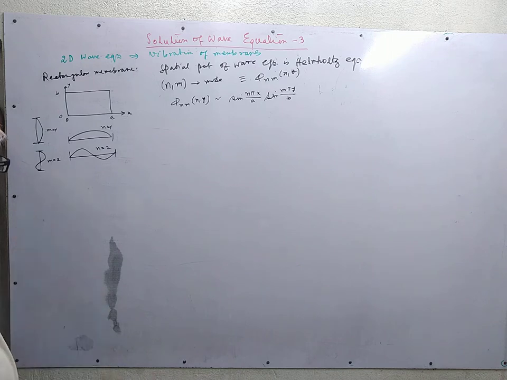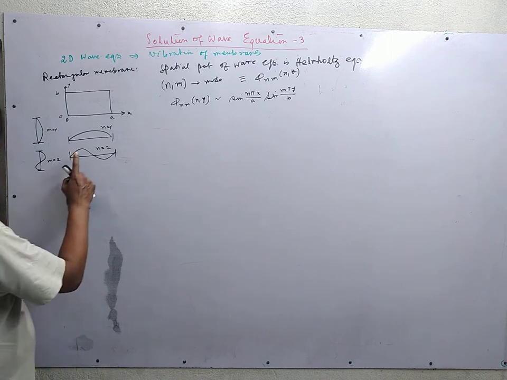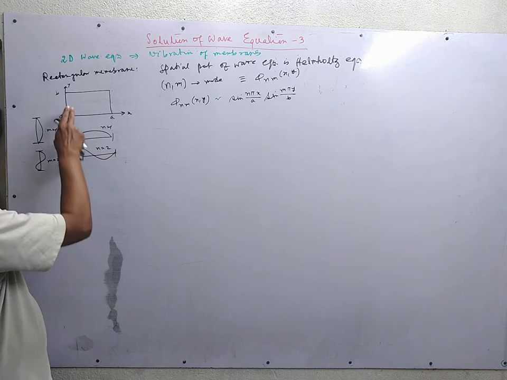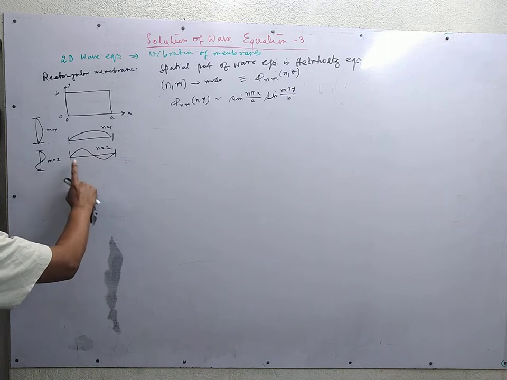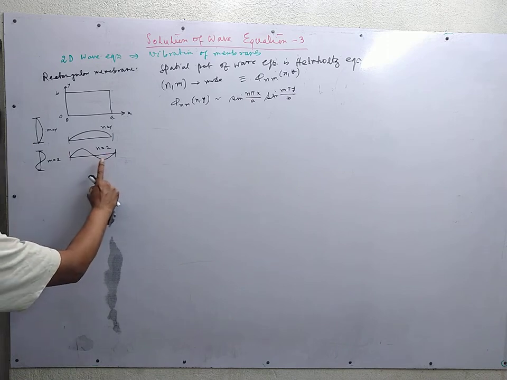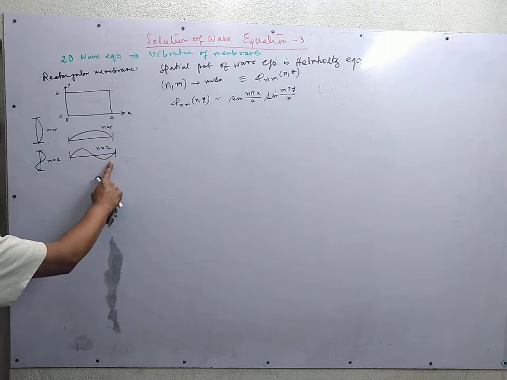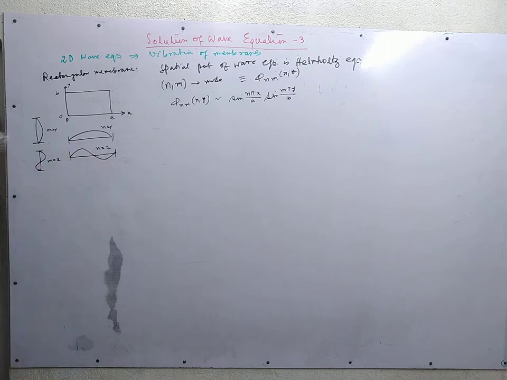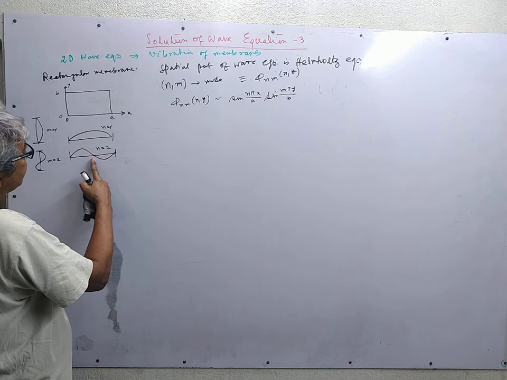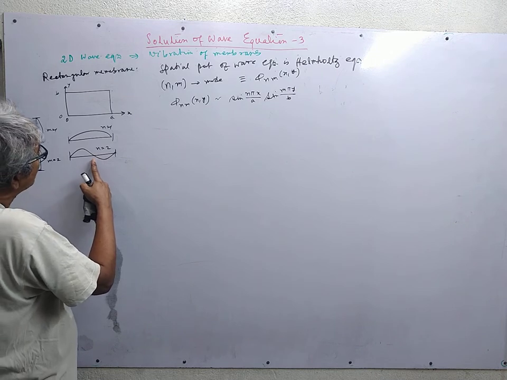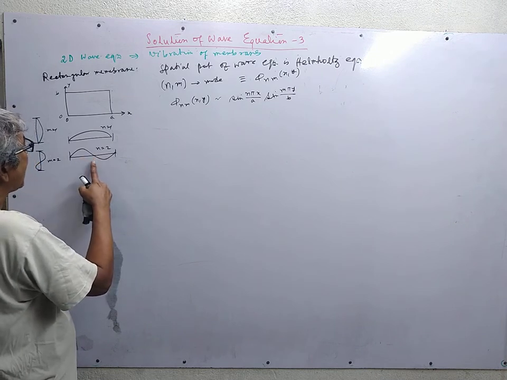While for n is equal to 2, the entire membrane along x direction is divided into two halves. If the first half is in phase, then the second half is out of phase with respect to the first one, and there is a line along which there is no displacement, so we have a nodal line.